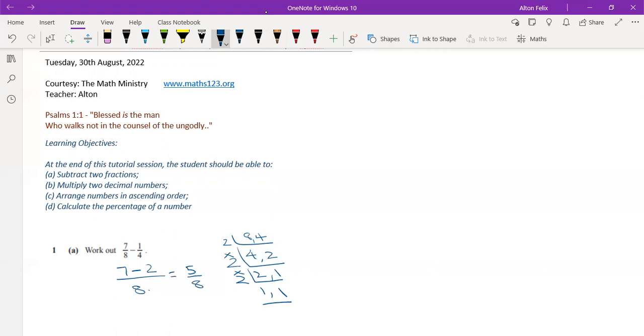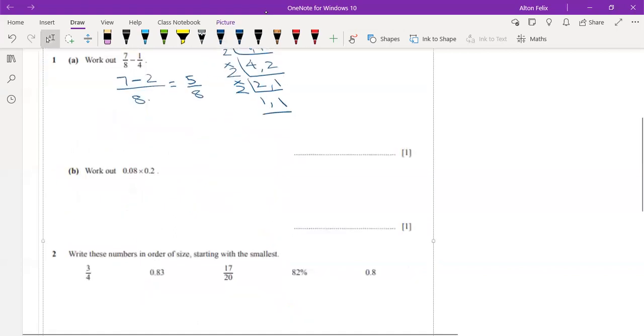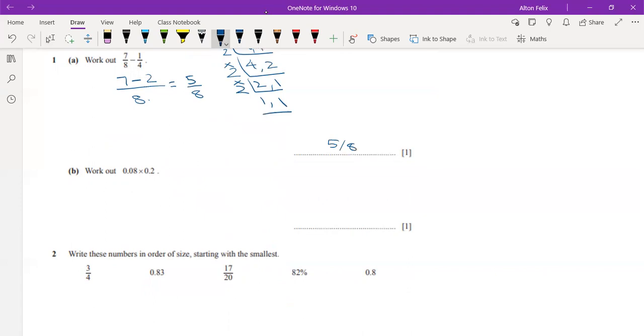In part B of question number 1, we are now asked to multiply these two numbers here. So this first answer is 5/8. And let's multiply these two numbers here, 0.08 by 0.2. Now, it is always good to make these numbers whole numbers, or if you wish, you can convert them to a fraction.